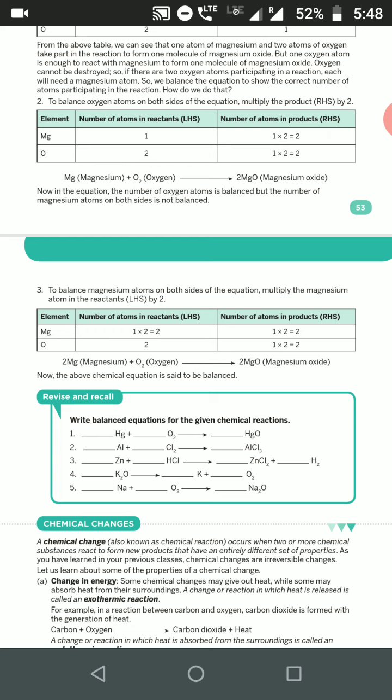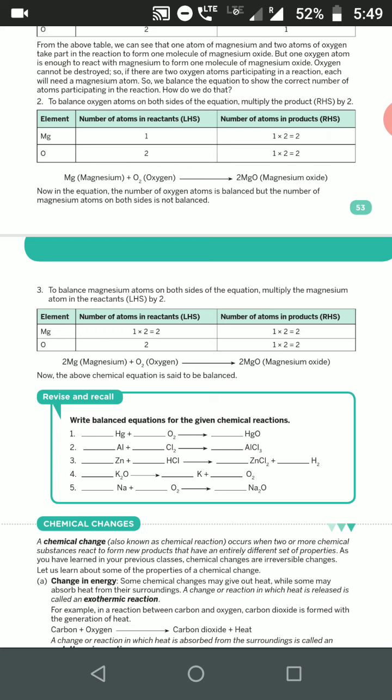Zinc plus HCl gives rise to ZnCl2 plus H2. There are 2 chlorine atoms and 2 hydrogens. Multiply HCl with 2 and it will get balanced. K2O gives rise to K plus O2, 2 oxygen. First balance oxygen with 2 K2O. It means 4 atoms of K, then multiply K with 4.